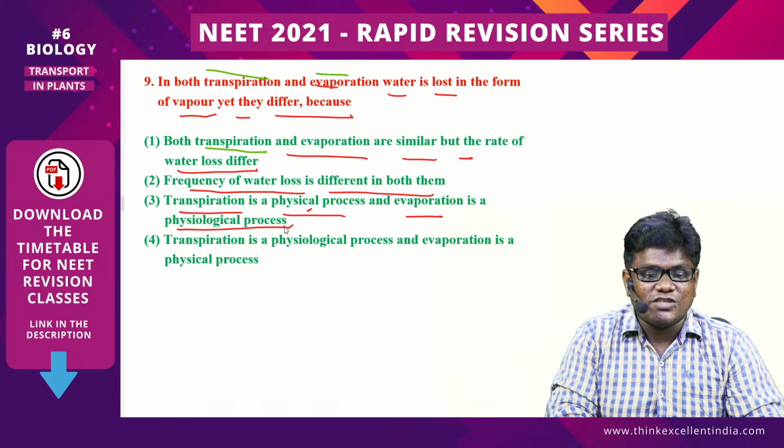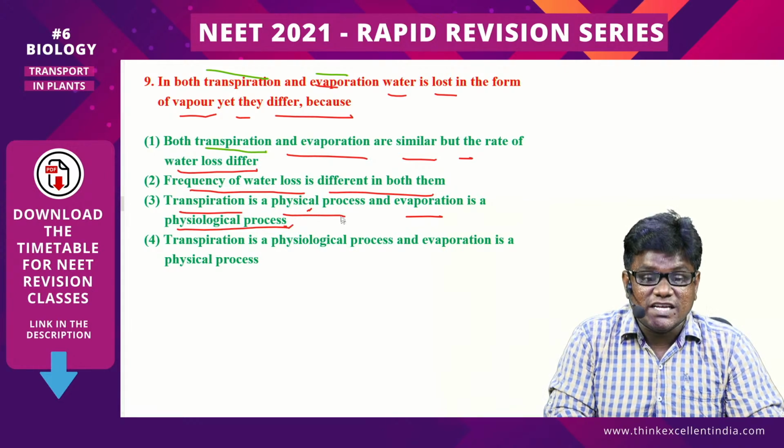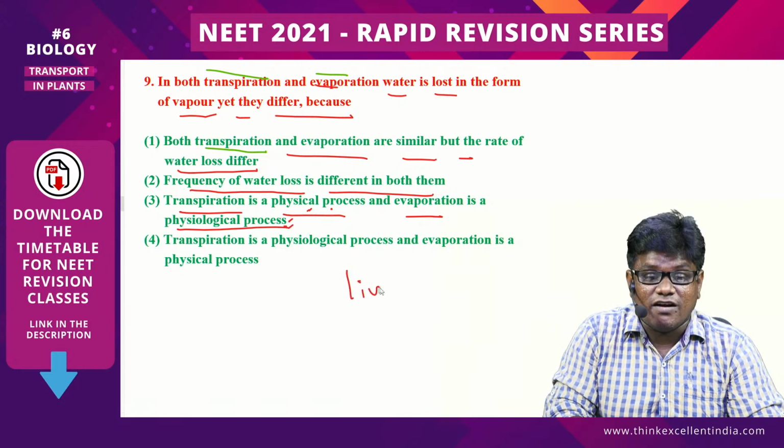Physical process and physiological process, what do they mean? A physical process occurs anywhere, but a physiological process occurs only in living organisms.